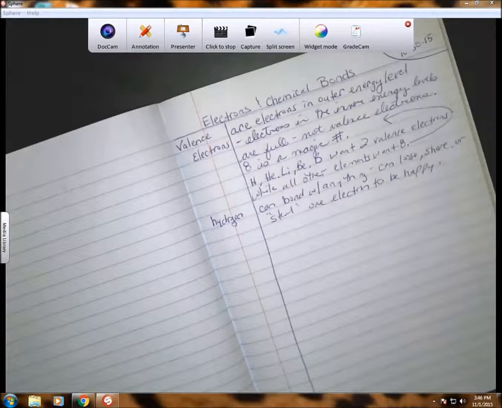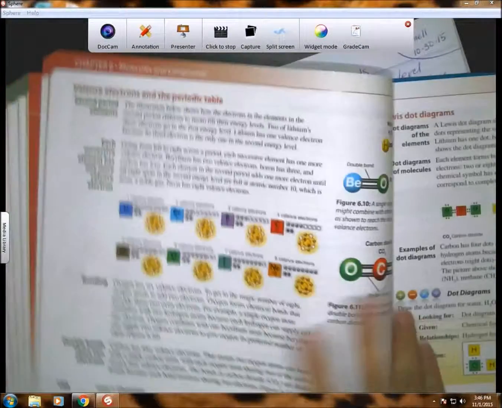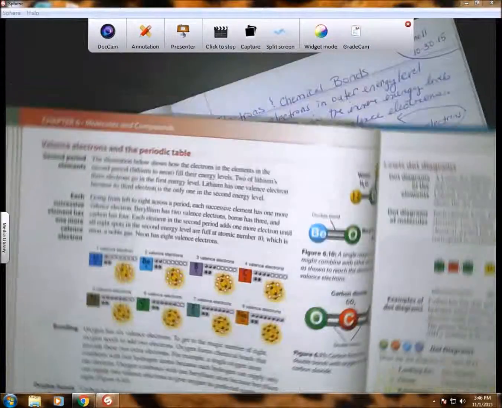I'm going to flip the page, and so should you. So you're now on page 158 in your textbook. And let's read on. All right. Valence electrons and the periodic table.